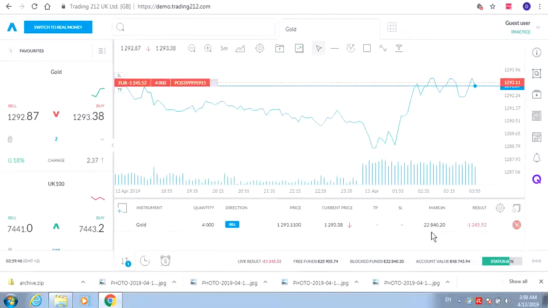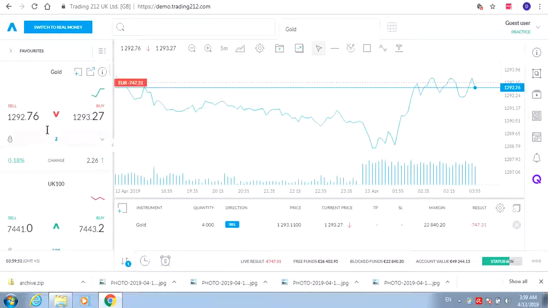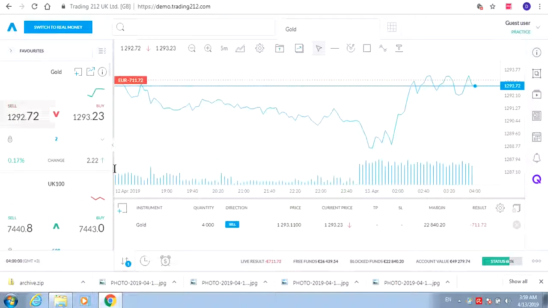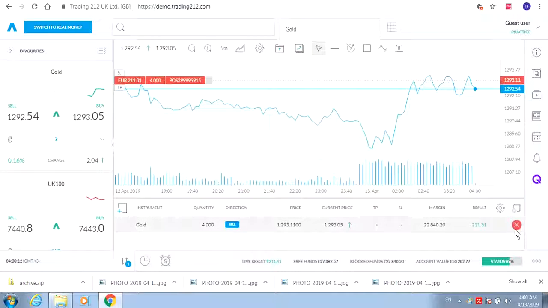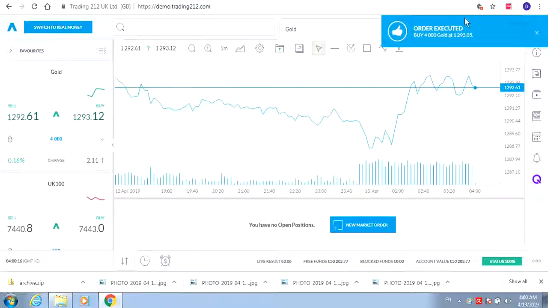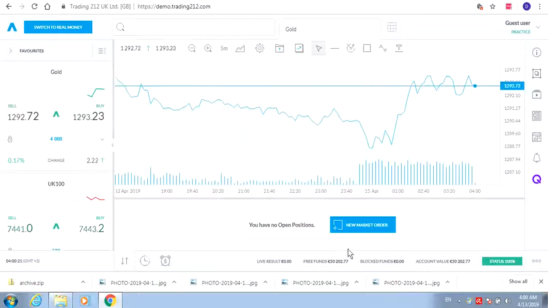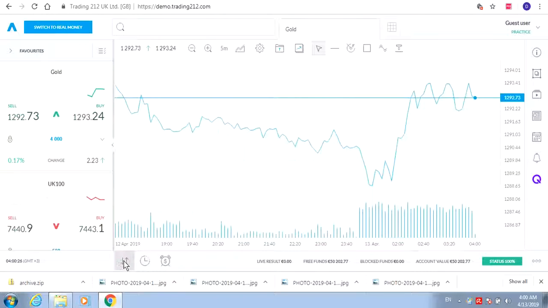And here let's assume that the price of gold will go up. When the price of gold goes up, our losses will expand since it's a selling order. While if the price of gold goes down, our profits will go up. Here we can see we have generated some profit, and here we can close our position. Here we can see the order executed, and we can see our profit as well. Open positions, we don't have any open position.